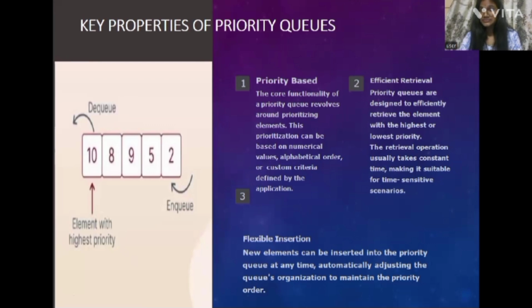Priority queues are designed to efficiently retrieve the element with the highest or lowest priority. The retrieval operation usually takes constant time, making it suitable for time sensitive scenarios. Flexible insertion. New elements can be inserted into the priority queues at any time, automatically adjusting the queue's organization to maintain the proper order and its priority.